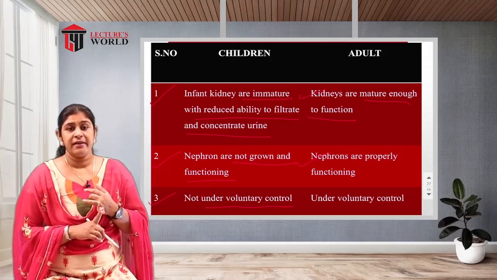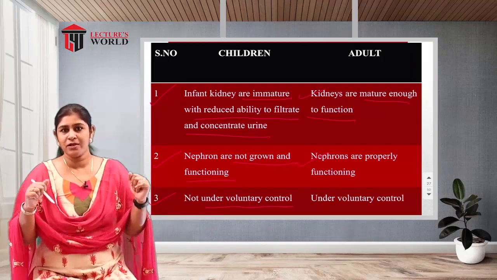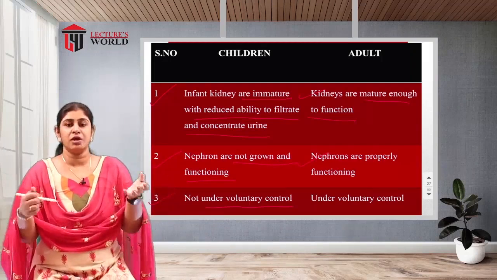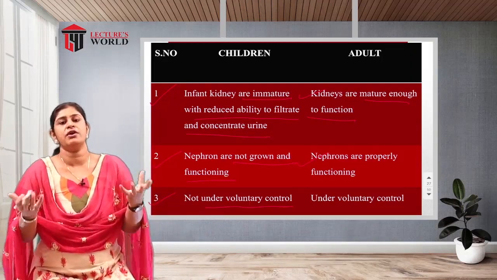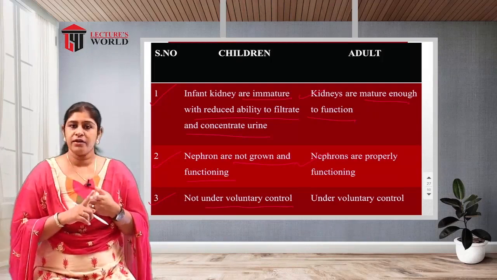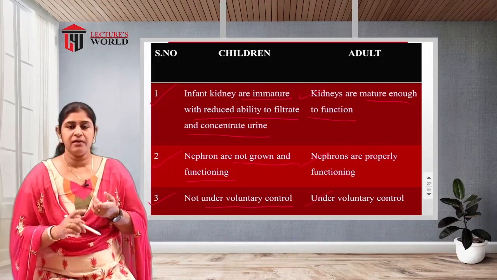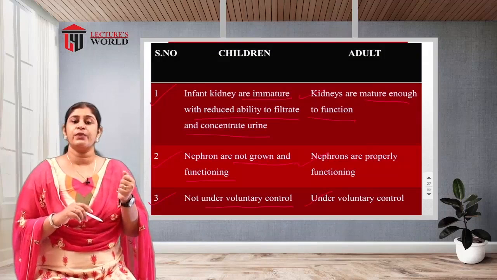Third is not under voluntary control. Children have no voluntary control, right? Because they are in a learning stage, they are learning to urinate, they are learning to control everything. So, not under voluntary control, whereas adults have achieved that process, which we call voluntary control.